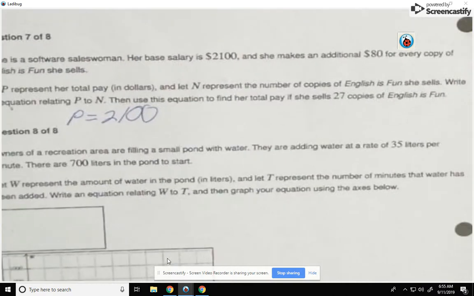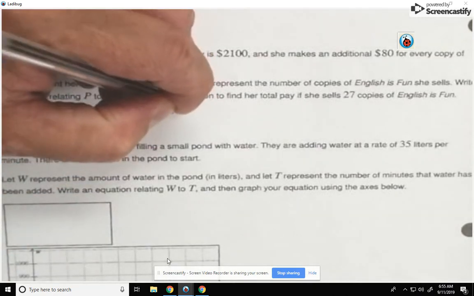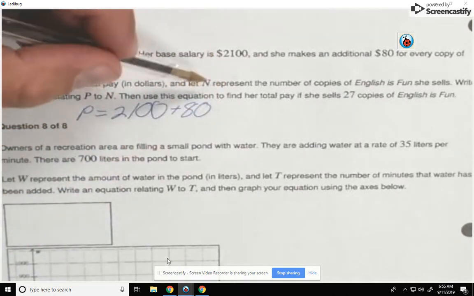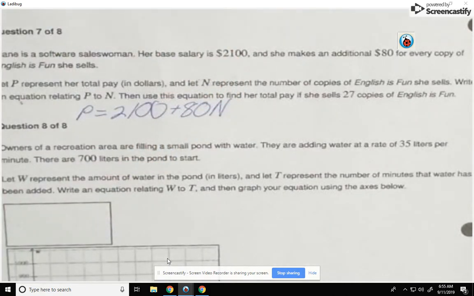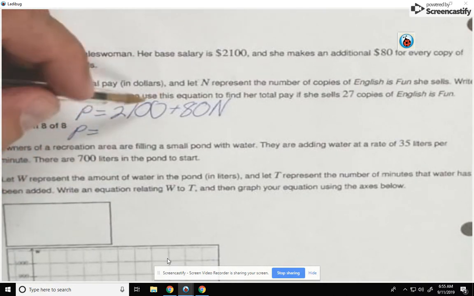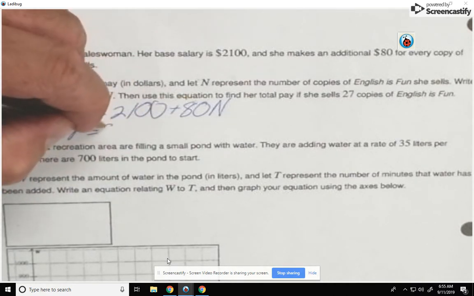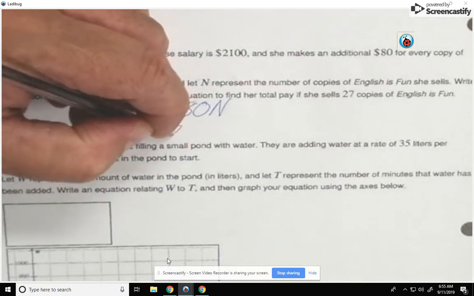She makes $80 per copy. So $80 per copy tells us we have to multiply it by something. And again, that is the number of copies, N. Okay, so now at this point, if we want to get it into slope-intercept form, we just flip-flop these two pieces of our equation to get 80N plus 2,100.